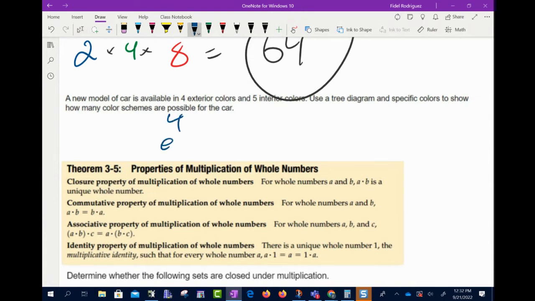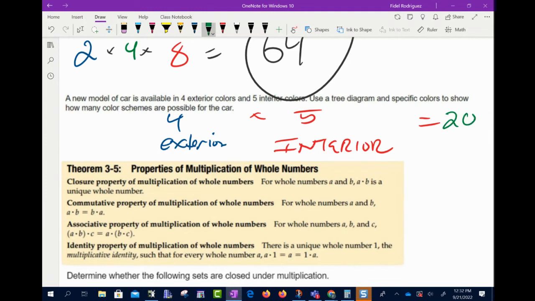So look, we have 4 exterior colors, and we have 5 interior colors, right? So if we wanted to know how many possible color coordinations, do you guys agree we're just going to multiply those two numbers out, right? And so we know we're going to end up with a total of 20 different possible combinations. Now, the directions here tell me real specifically, they say, look, use a tree diagram and specific colors to show how many color schemes are possible for the car.